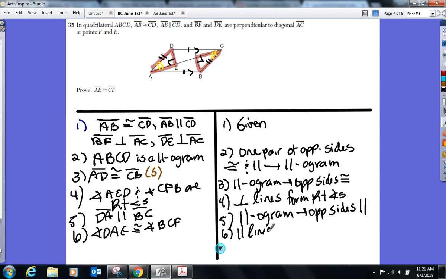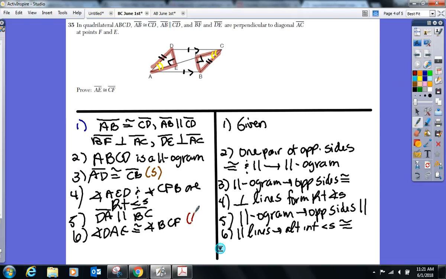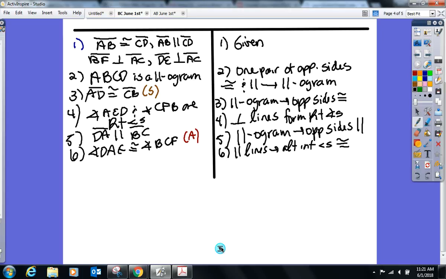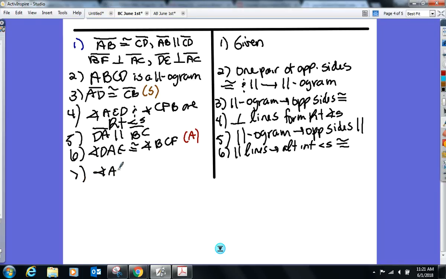Parallel lines imply alternate interior angles congruent. Oh, got a pair of angles. But you need 3 pair, right? I only have a pair of sides and a pair of angles. Where's my third pair? Emily? Yeah, I said they're right angles, but I didn't mention that they're congruent yet. Thank you. There we go. All right angles are congruent.